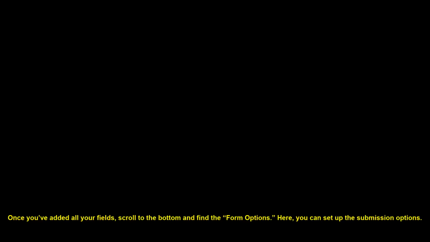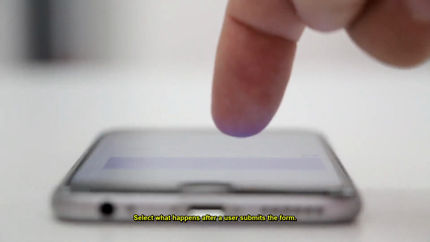Once you've added all your fields, scroll to the bottom and find the form options. Here, you can set up the submission options. Select what happens after a user submits the form. You can direct them to a thank you page or display a message on the same page. If you choose a thank you page, enter the URL of that page.